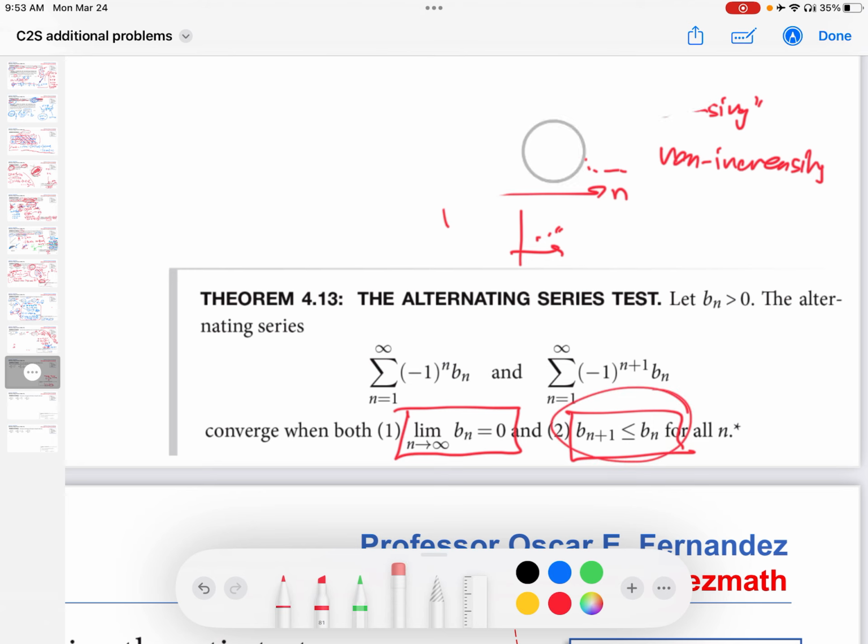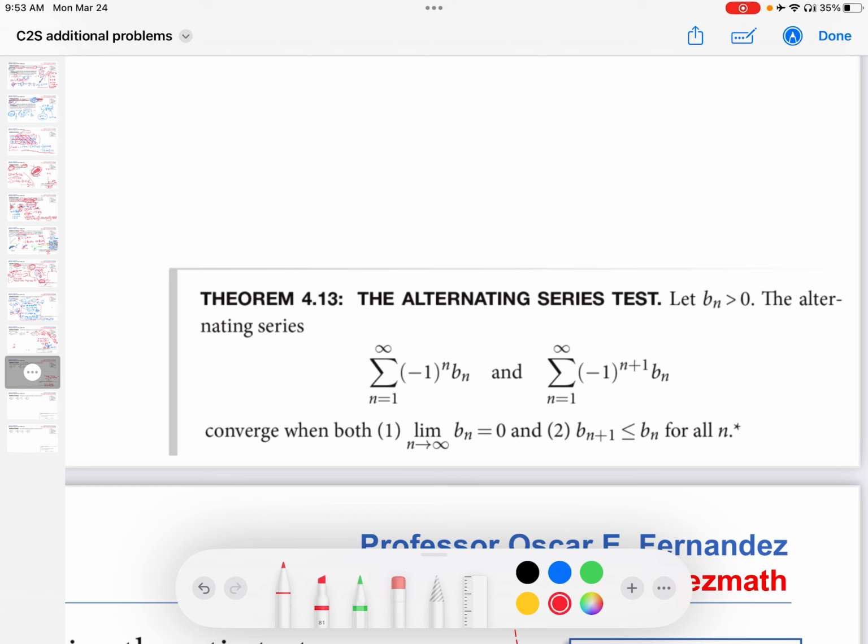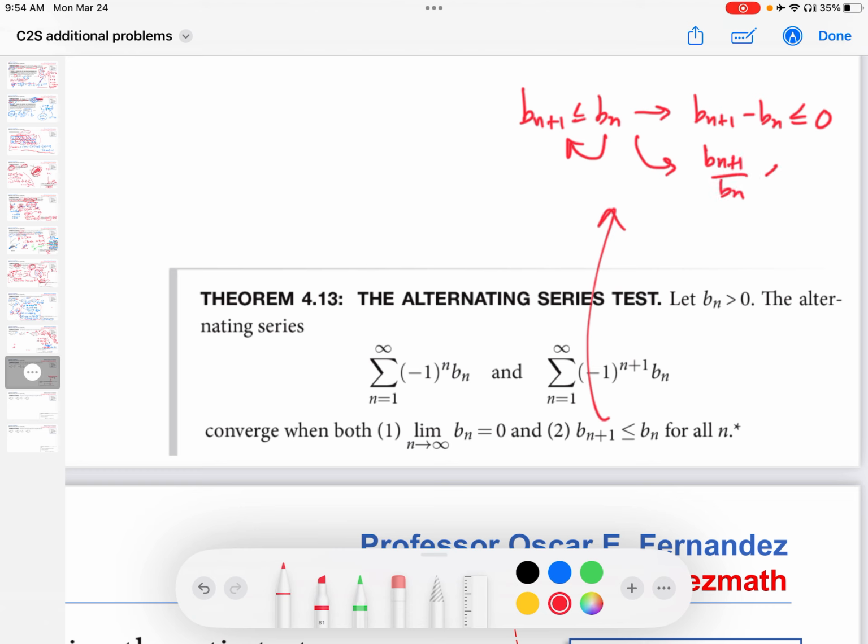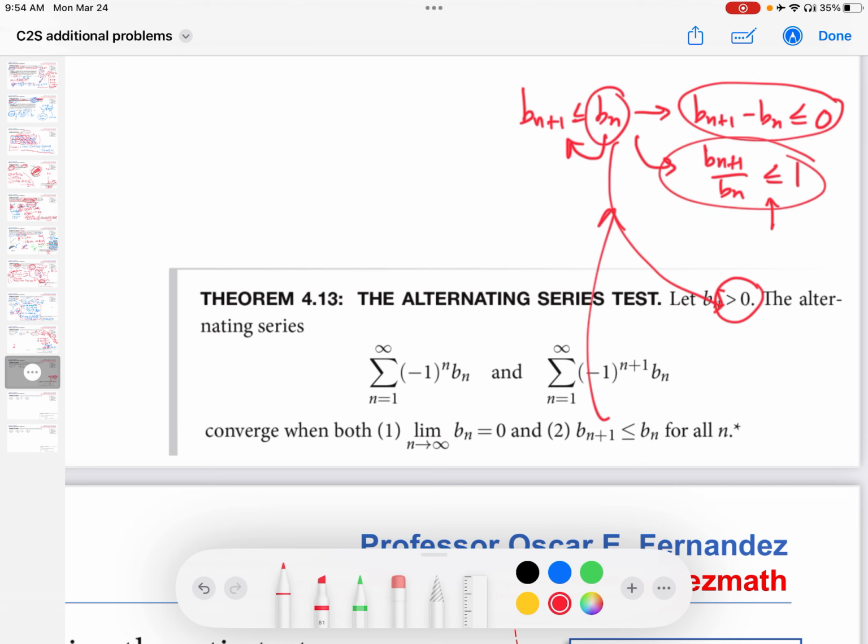There are a couple of ways to verify this criterion. One of them is called the difference rule. What I'm doing to get this difference rule is I'm going to subtract b sub n, and that is going to give me less than or equal to 0. Another one is called the ratio rule. So I'm going to divide by b sub n in here. So b sub n plus 1 over b sub n, less than or equal to 1. Remember, the b sub n's are assumed to be positive. They're not equal to 0. They're not negative. So I can divide by them, and the inequality sign won't change. So subtraction rule and ratio rule.